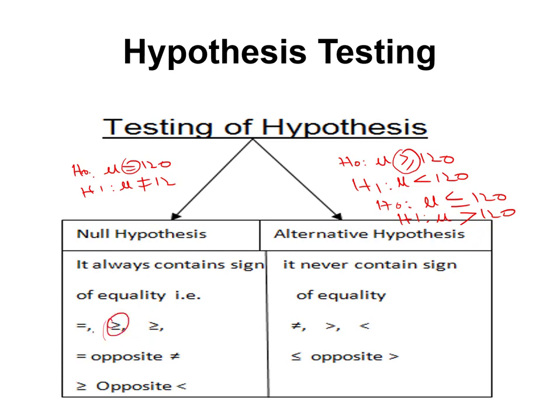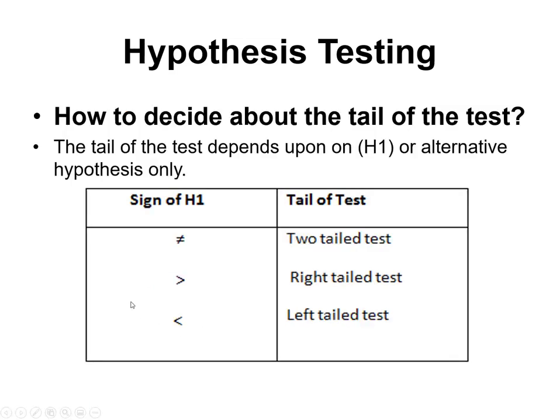The opposite of this is not equal to, the opposite of this one will be less than, and the opposite of this one will be greater than. So we will construct this, and on the basis of the alternative we will confirm whether the test is two tail, which means the risk is split in two parts, or whether it is in the right tail or the left tail.